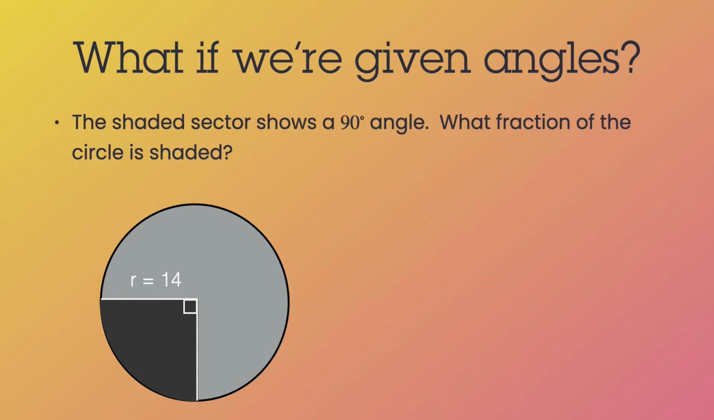So the shaded sector here has a 90-degree angle mark. So we know it's a 90-degree angle. I want to know what fraction of the circle is shaded, because if I know the fraction, then we can use the method we were using before.